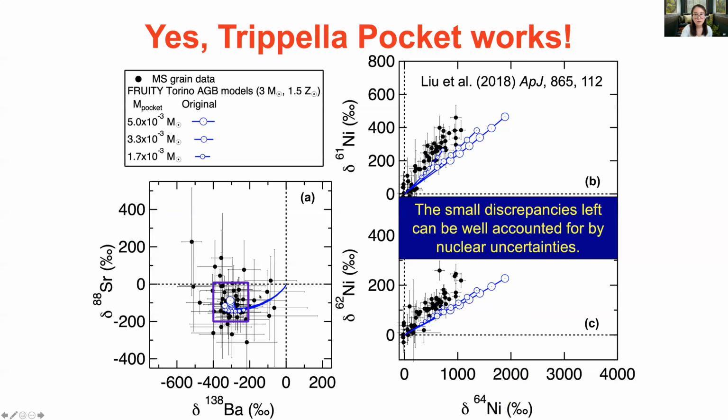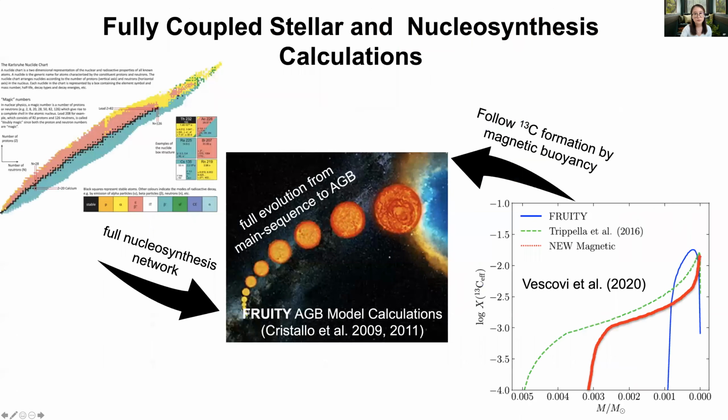Immediately, we see this magnetic buoyancy induced carbon-13 pocket resulting in much improved data model agreement. And by varying the mixing depth by a factor of 3, we see the model predictions barely vary. This is consistent with the distribution of the grain data, because most of the grain data lie within this purple box with very small scatter.